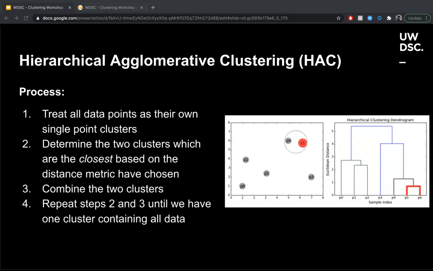So just going over what I just explained, the process is: you treat all the data points on their own, determine the two closest clusters, based on the distance metric we have chosen. We combine the two clusters, and we repeat that until we have one cluster containing all the data.